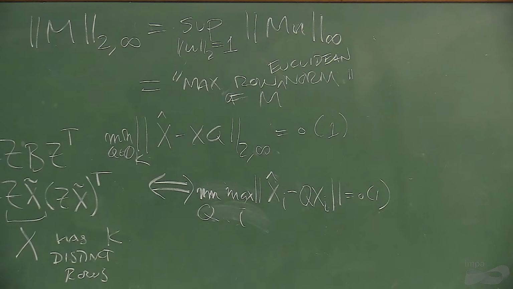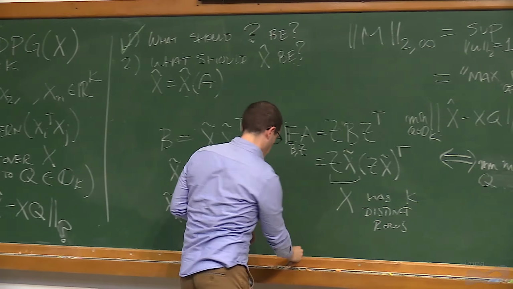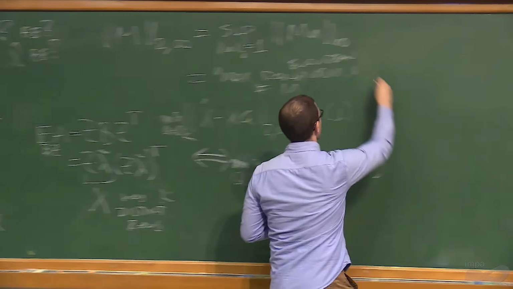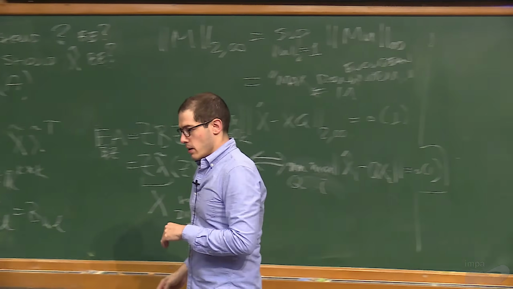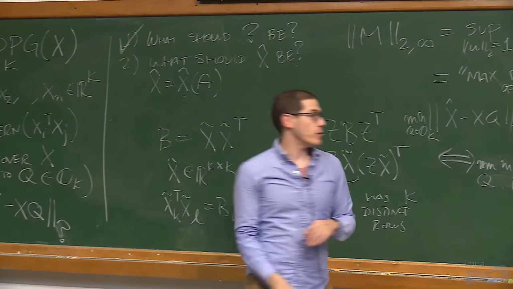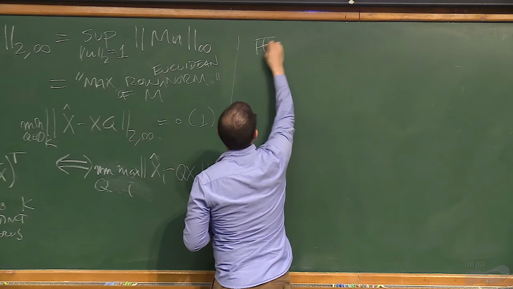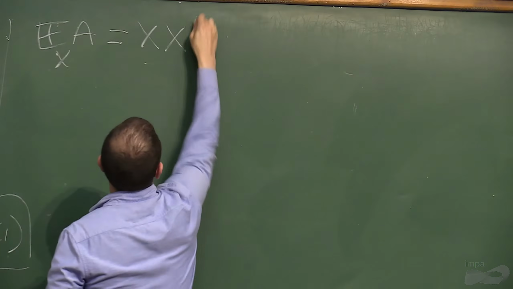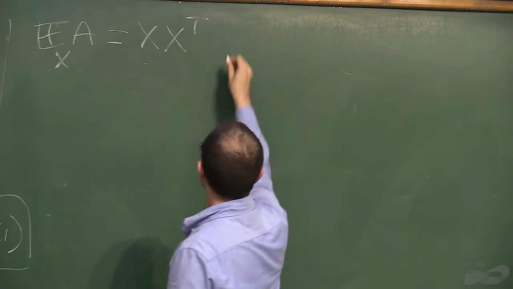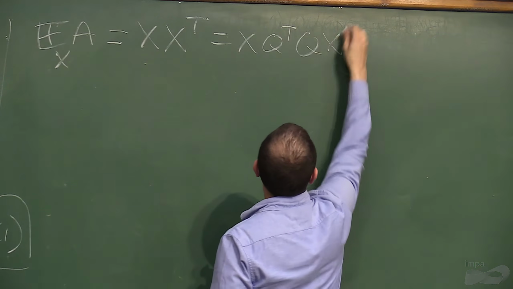Okay, so we've addressed this point. Okay. Now what should X hat be? Well, let's first remember that the expected value of A under some choice of X is X X transpose, right? But that also equals X Q Q transpose X transpose.